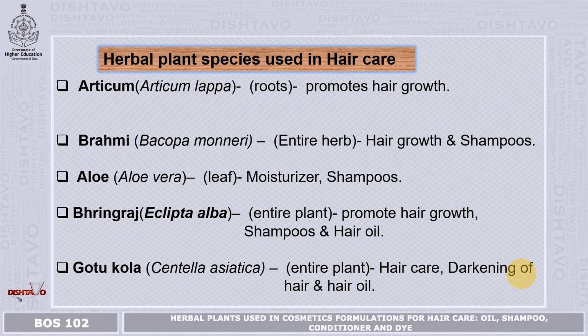Next we have Gotu kola, that is Centella asiatica. Now in this plant, the whole plant is used as a biological source. It is used in hair care, darkening of the hair, and also used in hair oil.